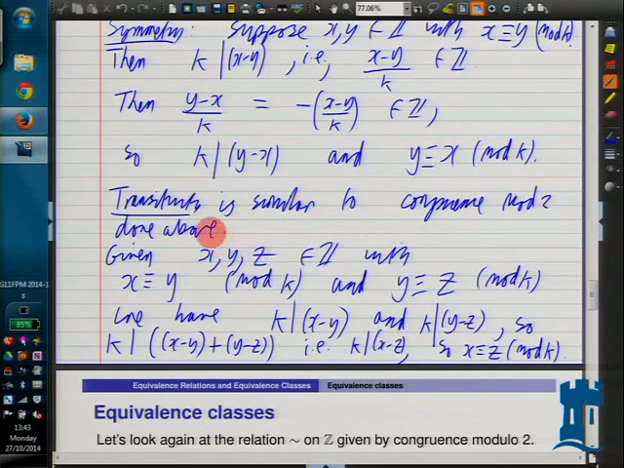You take any three integers and you assume that x is congruent to y mod k and that y is congruent to z mod k. Our target is to prove that x is congruent to z mod k, which we've done this way.